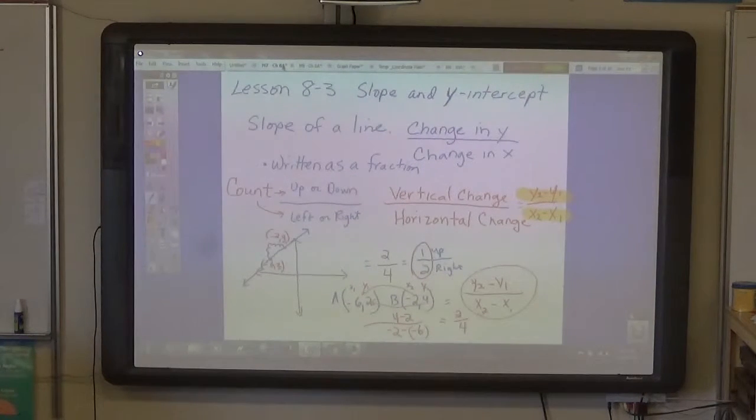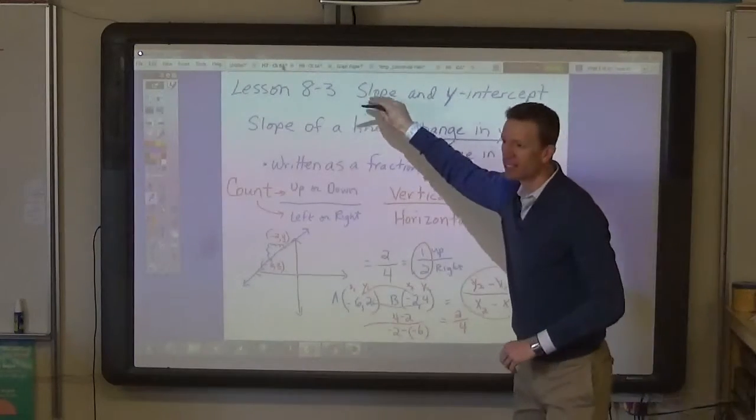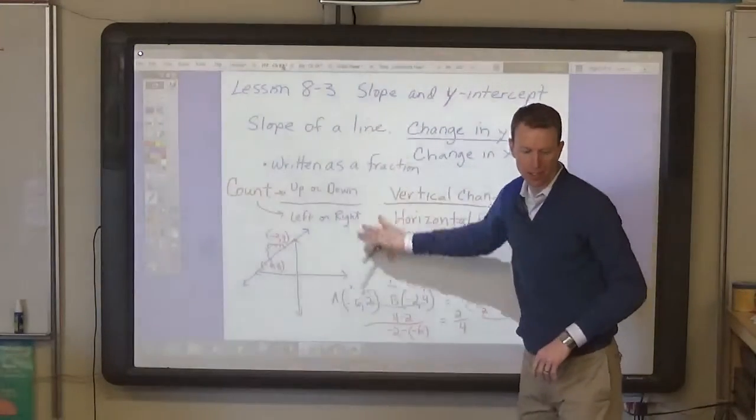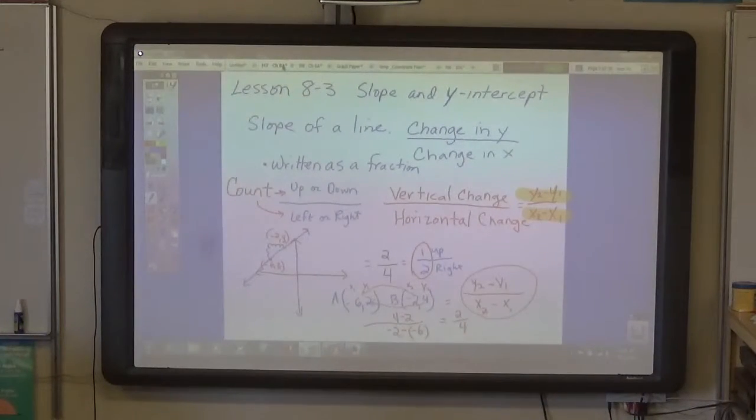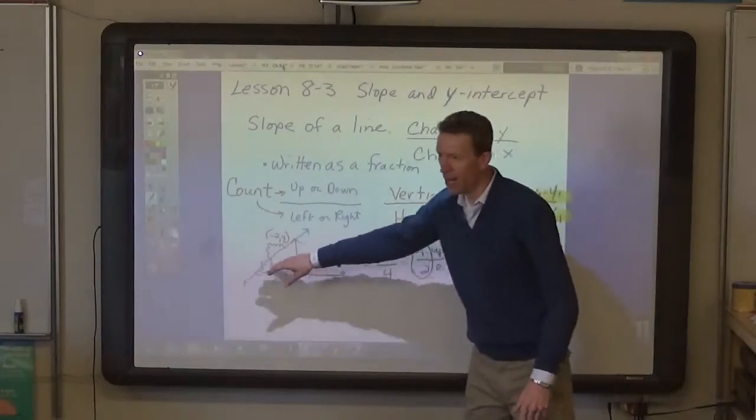We're going to start lesson 8-3 today, okay? And there's, again, a lot in this lesson that is going to be unfamiliar to you. But it's not complicated, it's just brand new. And so if it takes a little bit to understand this, that's okay. Alright? We're going to be talking about slope. The slope of a line on a graph.